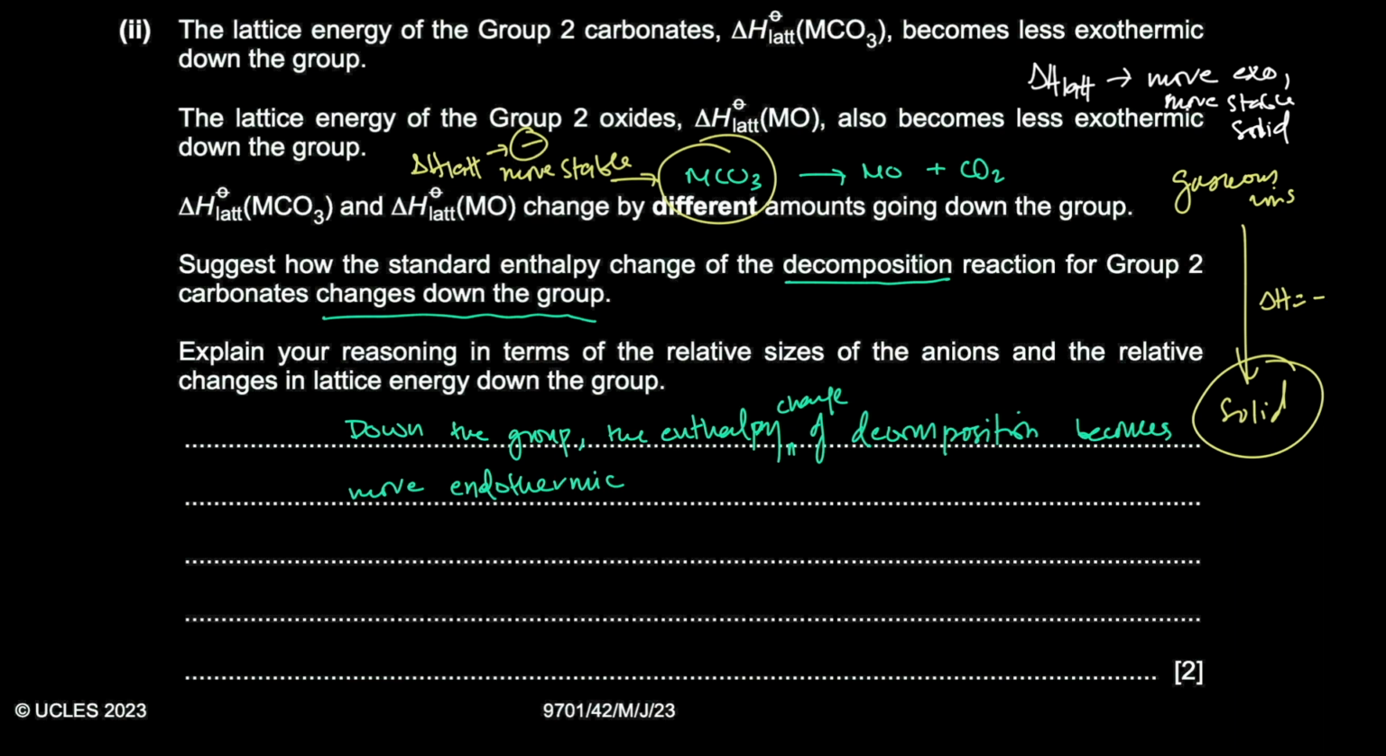Down the group, the lattice enthalpies are becoming less exothermic for the carbonate and the oxide. However, the carbonate's lattice enthalpy remains relatively exothermic, which means it's not changing that much. So it's not changing as much as the lattice enthalpy of the oxides.